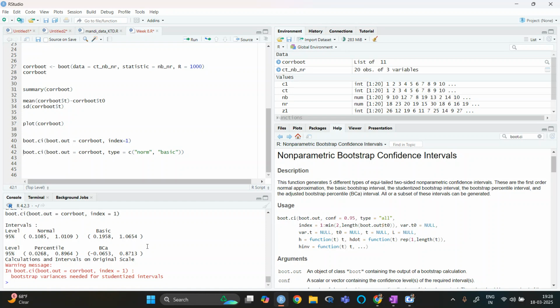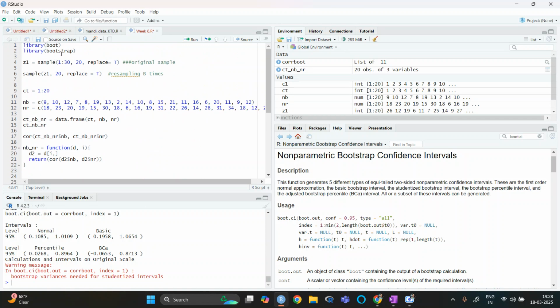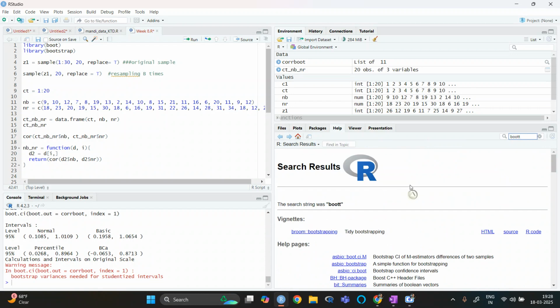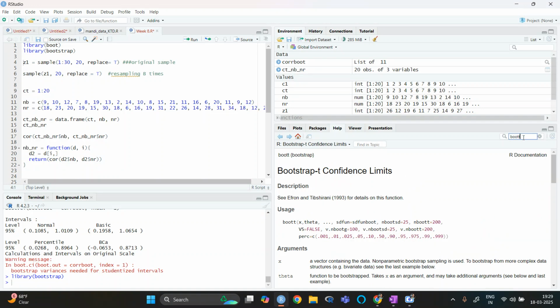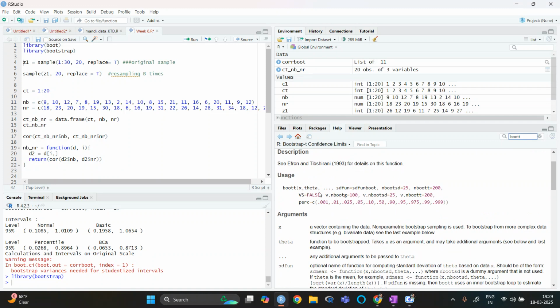Now for the bootstrap T, we need to install this package, bootstrap, and I have already installed it. So I have just written library bootstrap. Here it will be boot T. So you need to install a library for finding the T.